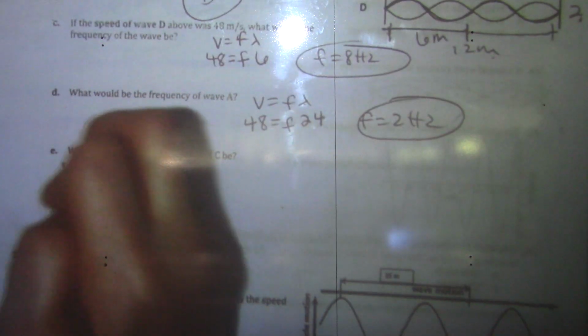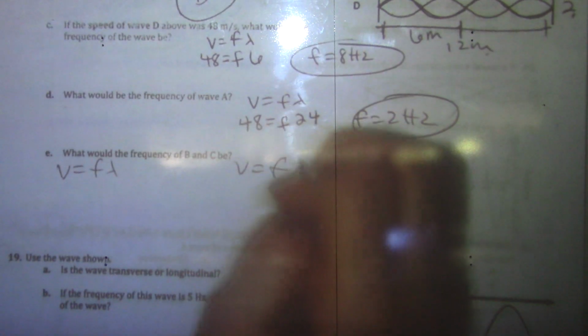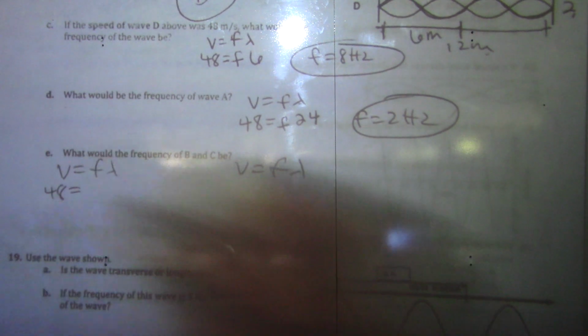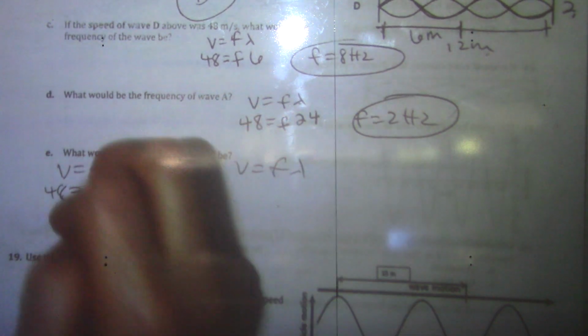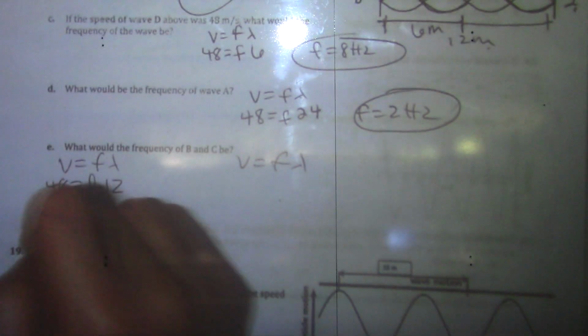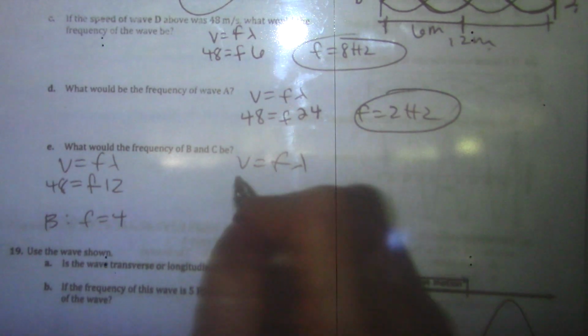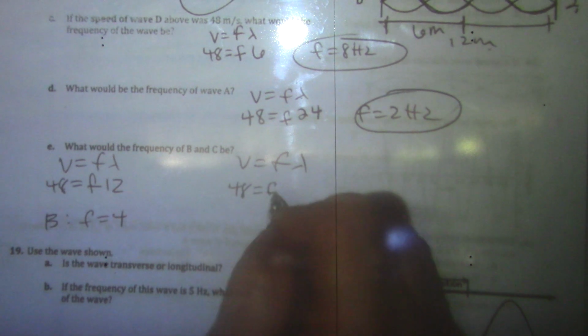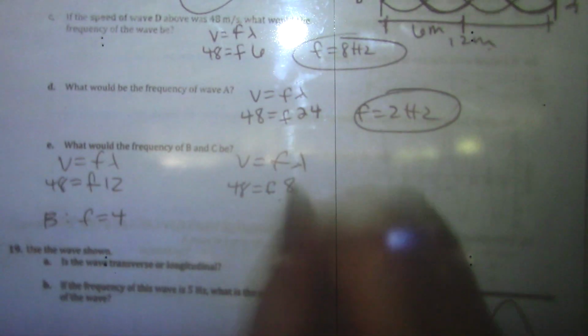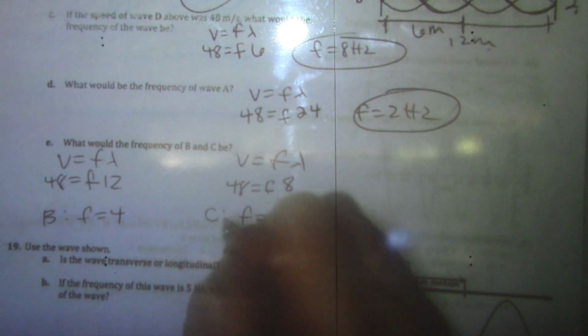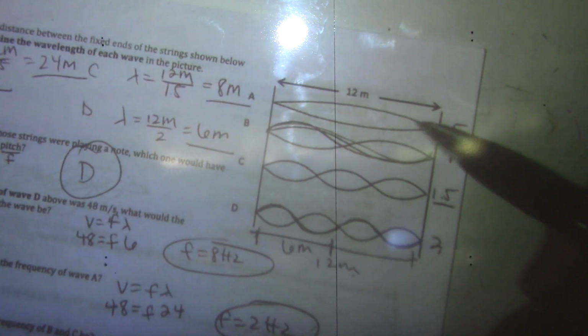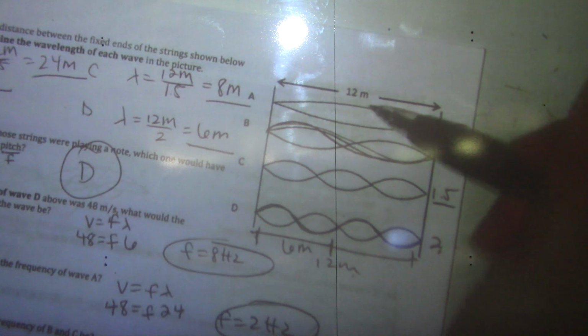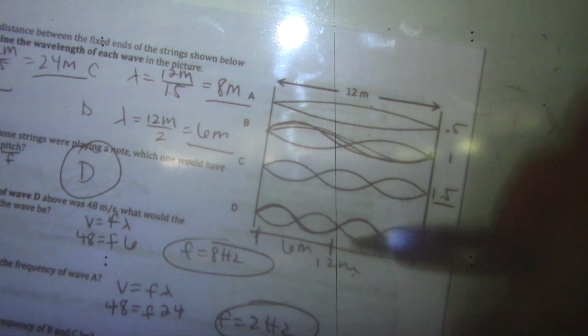Same idea for these, I'm just using B and C as values. So 48 is the same velocity, looking for frequency. The wavelength for B is 12. So for B, the frequency is 4. And 48 still. The wavelength for C was 8, so the frequency for C is 6 hertz. So I had a frequency of 2, then 4, then 6, then 8. So you'll notice there are multiples.